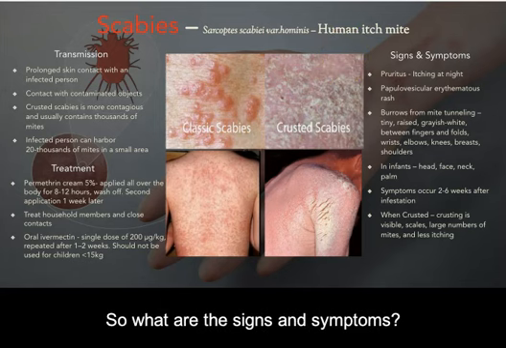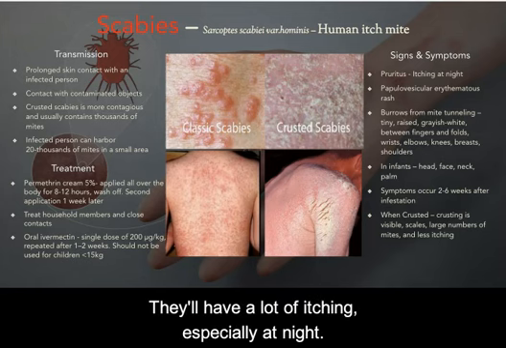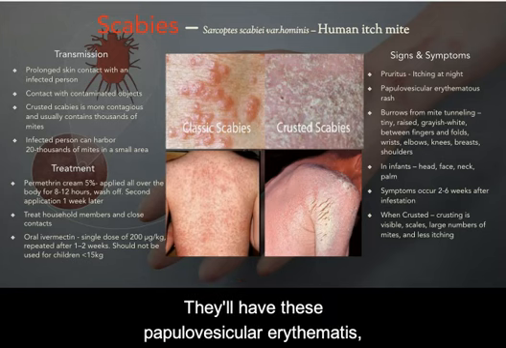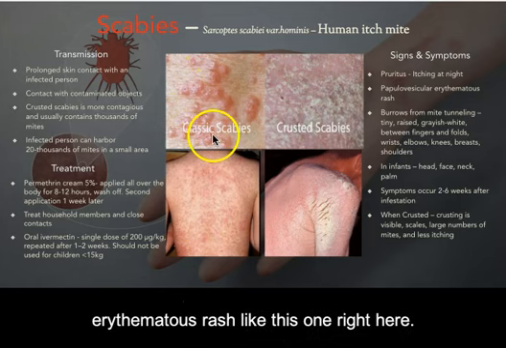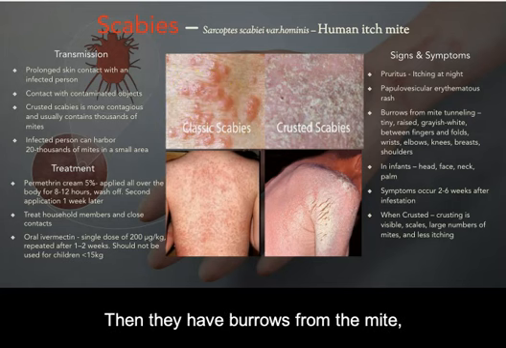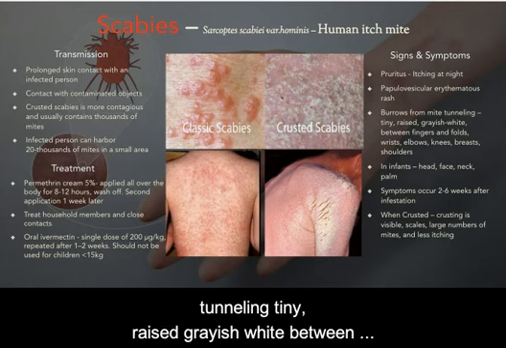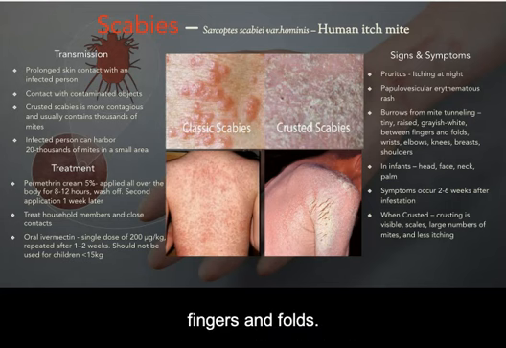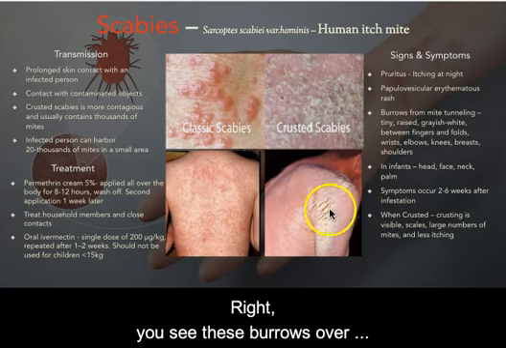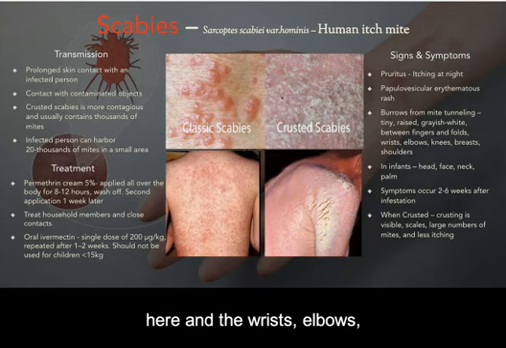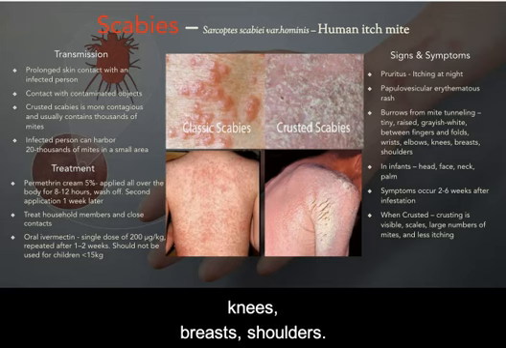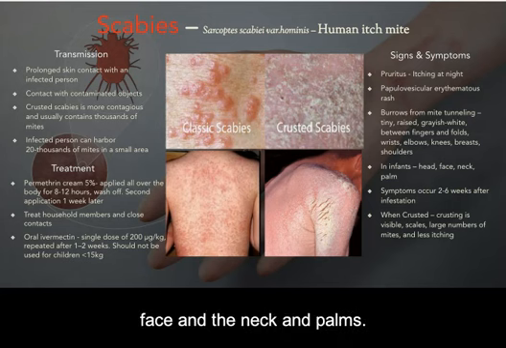So what are the signs and symptoms? They'll have a lot of itching, especially at night. They'll have a papulovesicular erythematous rash, like this one right here. Then they have burrows from the mite tunneling, tiny raised grayish white lines between fingers and folds, as you can see here, right? You see these burrows over here. And the wrists, elbows, knees, breasts, shoulders. In infants, you'll see it on the head, face, neck, and palms.